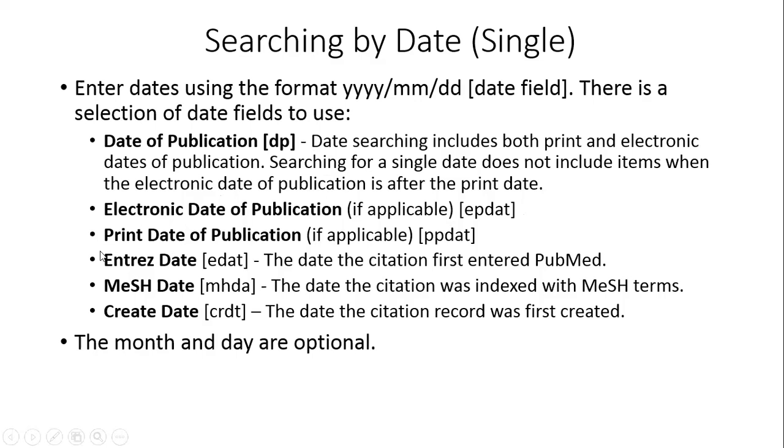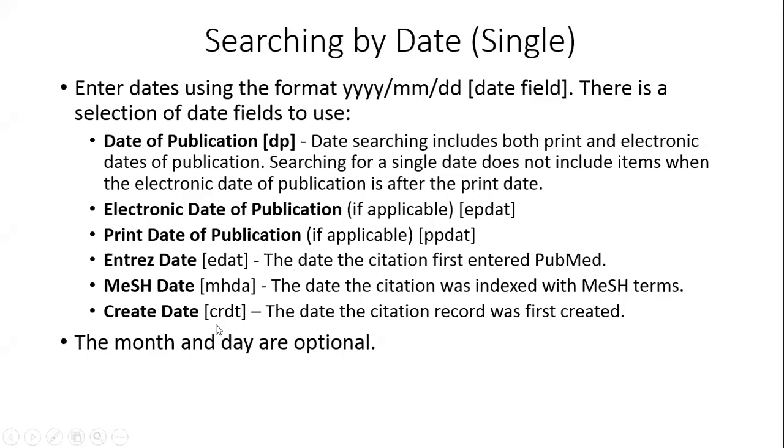You can also search when the article was printed, like you can have this PPDAT tag involved, so that you can search by the print date of publication. Then you can also search using this tag EDAT that corresponds to the Entrez date. This is the tag that would enable you to search the date the citation first appeared in PubMed. You can also search using MHDA. This tag is useful for identifying the MeSH date, that is the date the citation was indexed in MeSH terms.